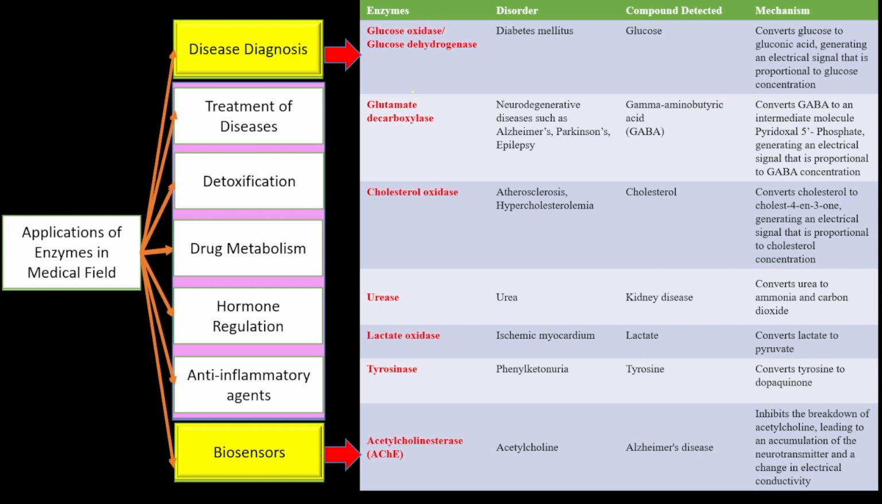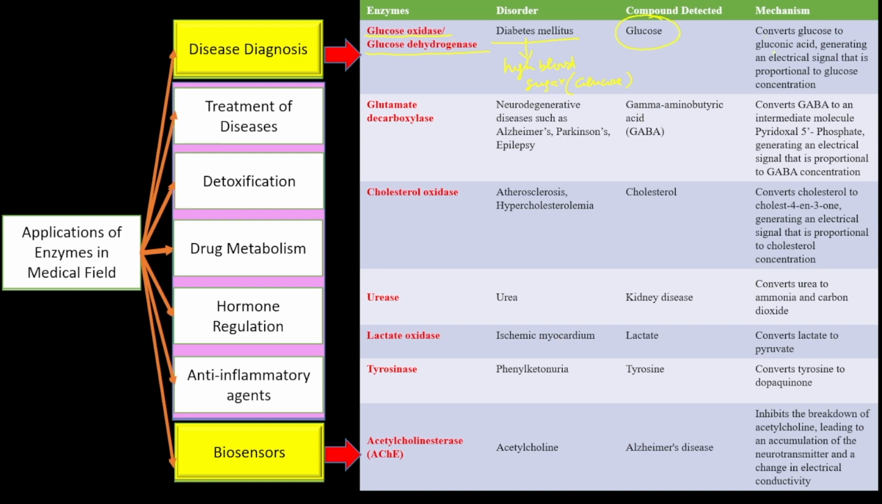enzymes for detection purposes. For example, we can use glucose oxidase or glucose dehydrogenase. These are the two different enzymes you can use, and they can be used to detect diabetes mellitus. You know that diabetes mellitus is a disease where you have high blood sugar. Sugar means glucose. In this particular case, you use glucose oxidase or dehydrogenase depending upon the different types of products, and you detect the compound.